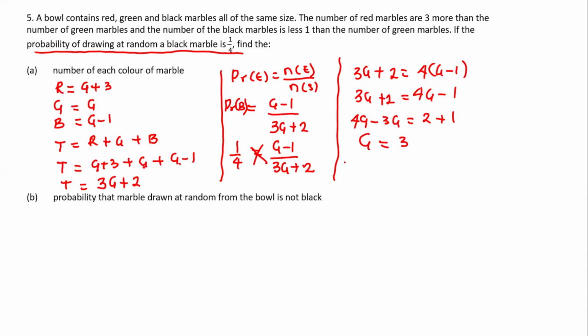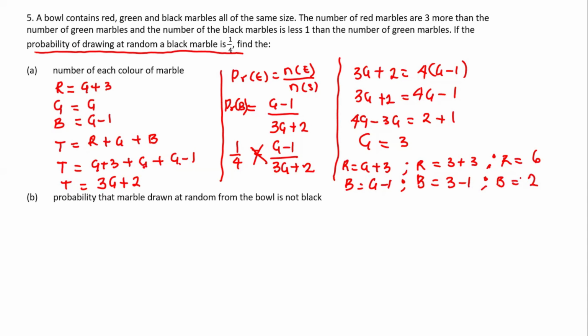Now, remember that your red ball is green plus 3. So therefore, your red is 3 plus 3, which is 6. So your red ball is 6. And your black ball is green minus 1. So your black ball is 3 minus 1, and that is 2. So your green is 3, your red is 6, and your black is 2. So you have gotten the number of each of the colors.